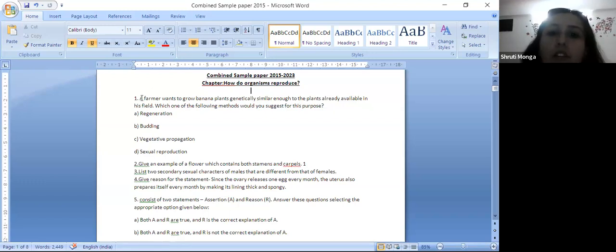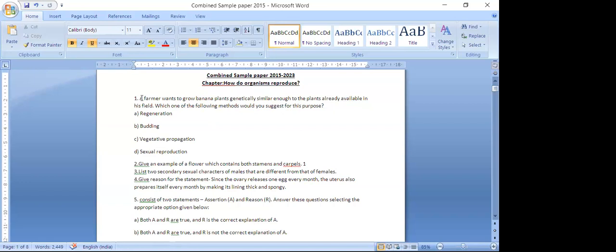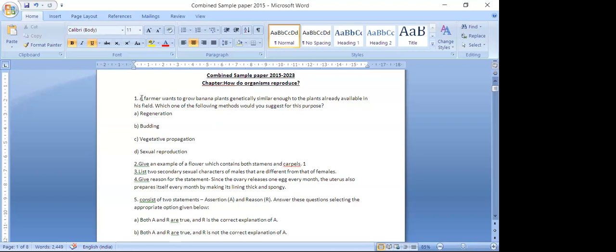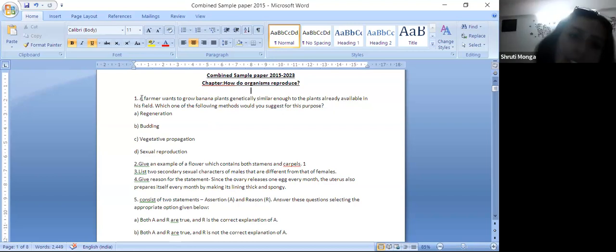See the first question. Who can tell me the answer of this first question? A farmer wants to grow banana plants genetically similar enough to the plants already available in his field. Which one of the following methods would you suggest for this purpose? Vegetative propagation. Yes, ma'am, exactly.